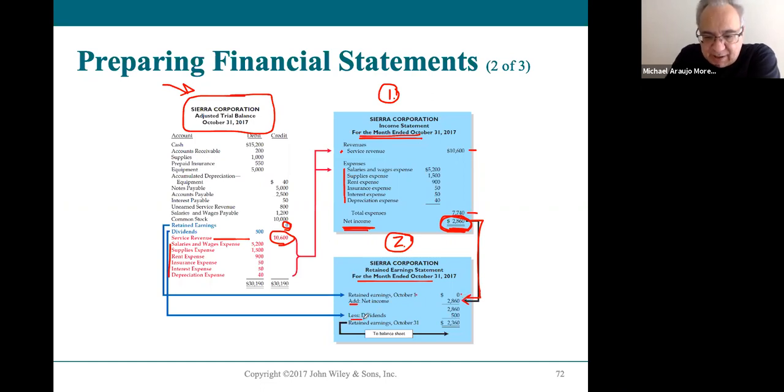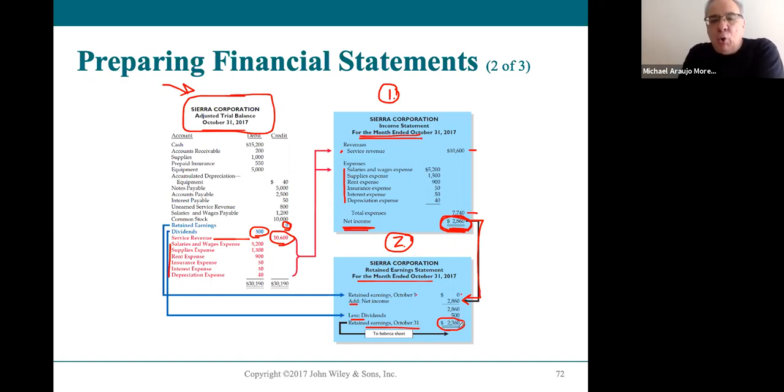We take away the dividends. How do we know how much dividends were paid? Well, we look at the adjusted trial balance. We see they paid $500 in dividends. So we subtract out the $500 in dividends. That means that our ending retained earnings, the ending balance on October 31st in retained earnings, is $2,360.